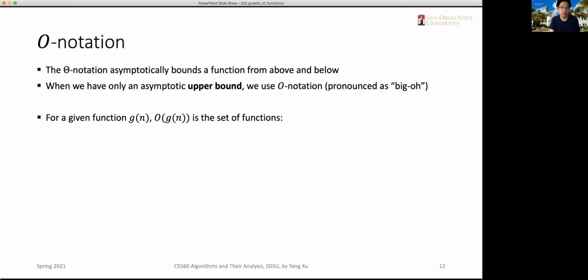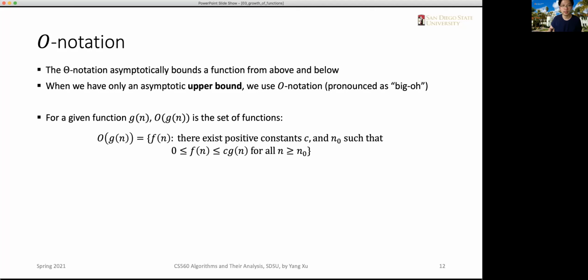Officially, big O of g of n is defined as this set. The requirement says there exists a positive constant c. Note that there's no c1 and c2, but only c and n0, such that the function is bounded by c times g of n for all n greater than n0. So there's no lower bound, only an upper bound here, and only one constant c involved.